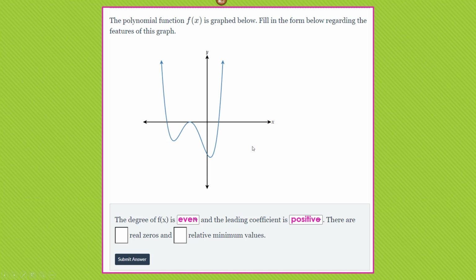Okay, and I have 1, 2, 3 real zeros. Okay, my zeros are where I'm crossing or touching that x-axis. So that's at 1, 2, 3 places. Okay, and I have 2 relative minimum values. There's a relative min here and another relative min here.